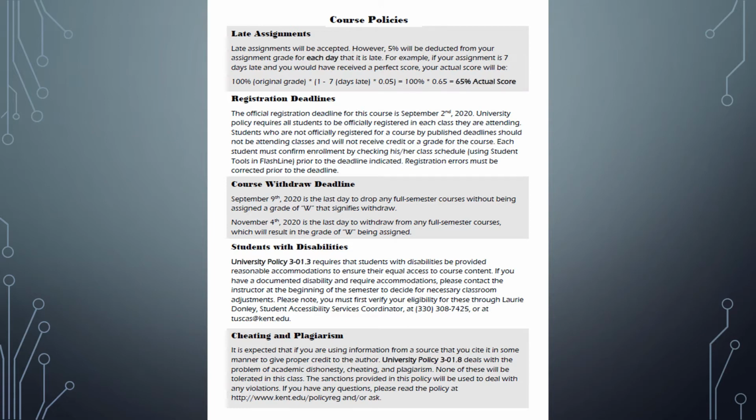I am not real particular on how you cite sources. I don't care if you use APA, MLA, or anything like that. I don't care if you just put in a web link. As long as you are properly citing your sources in some manner and you're not trying to pass somebody's work off.